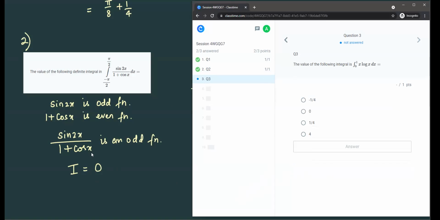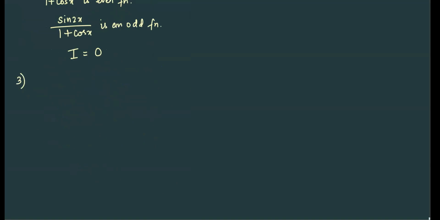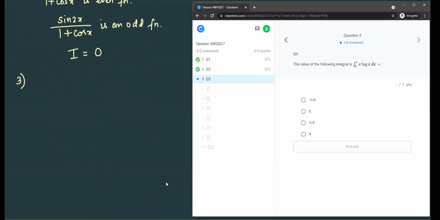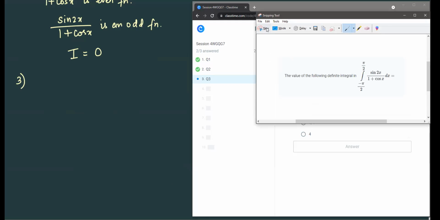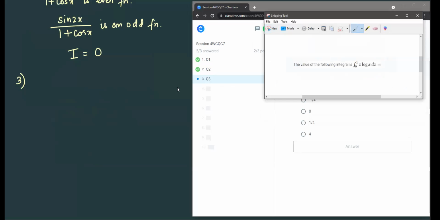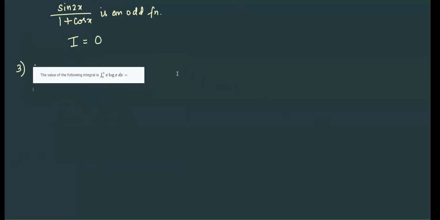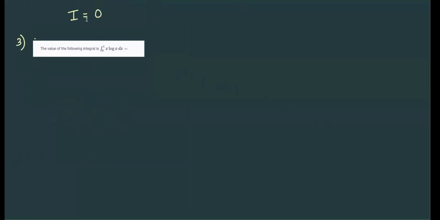Okay, that was very simple. We just had to use the property. You didn't have to do any evaluation. The next one. Evaluate the following integral, integral 0 to 1 x log x dx. This doesn't have any standard property, so without using the property, we'll have to use integration by parts.